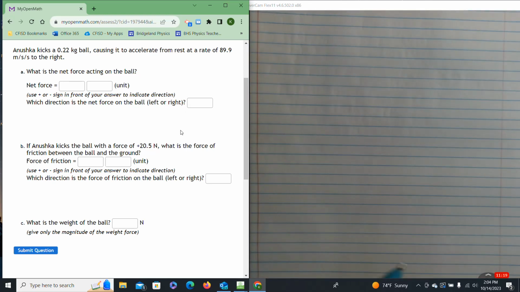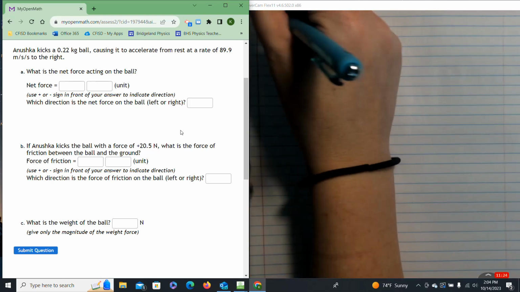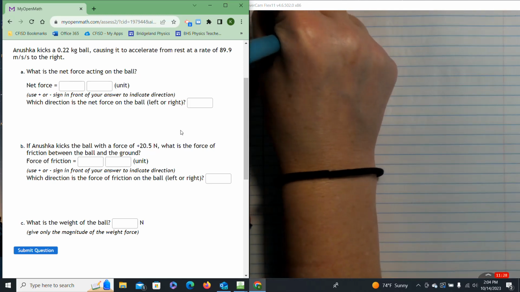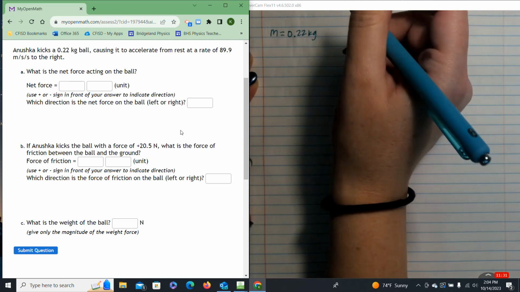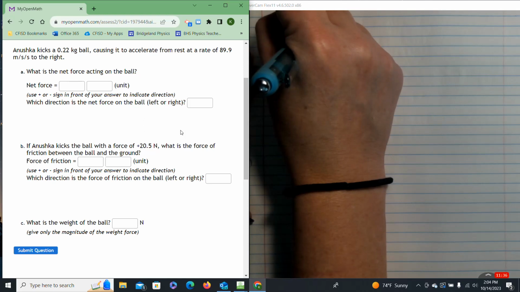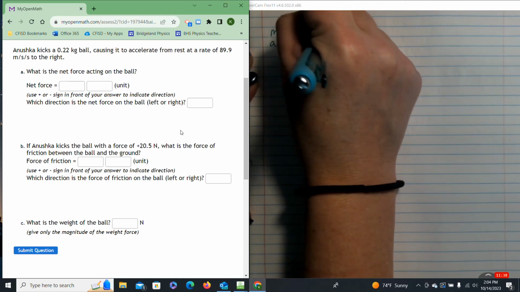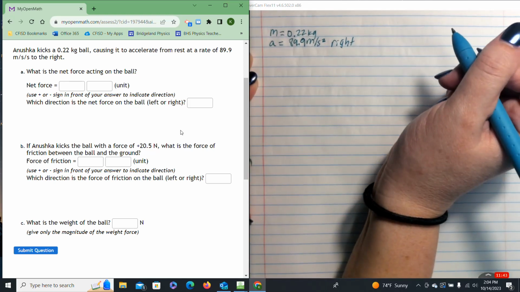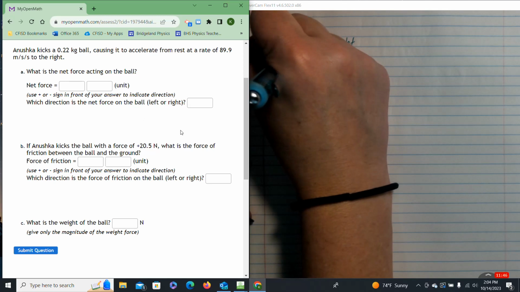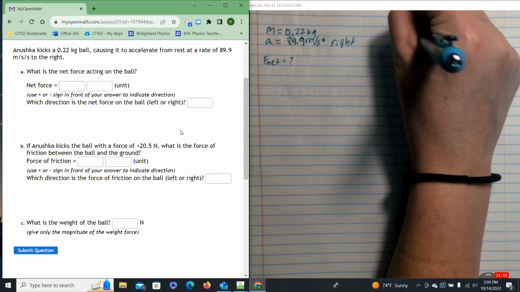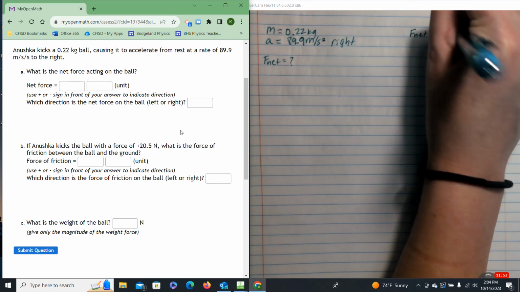Okay, so we have a situation where we have this ball that has a mass of 0.22 kilograms. It accelerates at 89.9 meters per second squared to the right. Okay, and we want to find F net. Okay, well that's pretty straightforward because that's going to use the same equation we've been using. F net equals m times a.